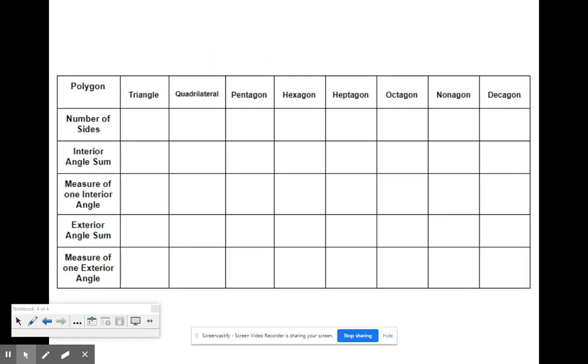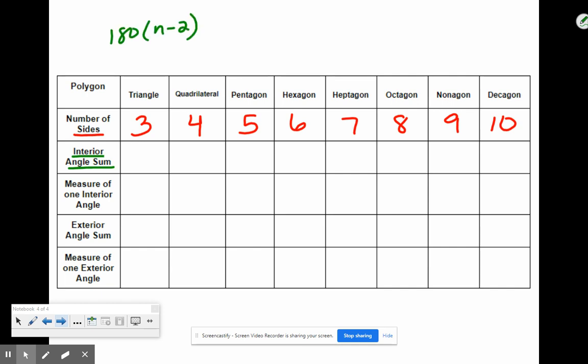You should find this part towards the back of your conjecture packet or your vocab packet. We're going to fill some of it in today, some of it in tomorrow. First, you can fill in the number of sides. So triangle has 3, quadrilateral, pentagon, and so on up to 10-sided. Then the interior angle sum. That's what we literally just talked about. If you need to, you can use your 180 times n minus 2 to help you find them.